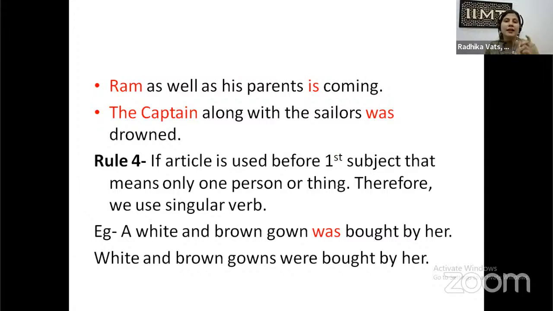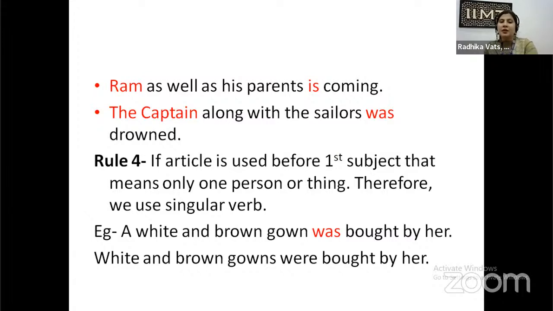So what does an article symbolize? An article actually tells you about singular or plural. If this thing is singular, then we put "a" or "an", right? Or we put "the" when it is a very famous thing. So leave "the" aside here, I am talking about "a" and "an". It is saying that if an article is there before the first subject, that means only one person or thing. Try to understand from the example.